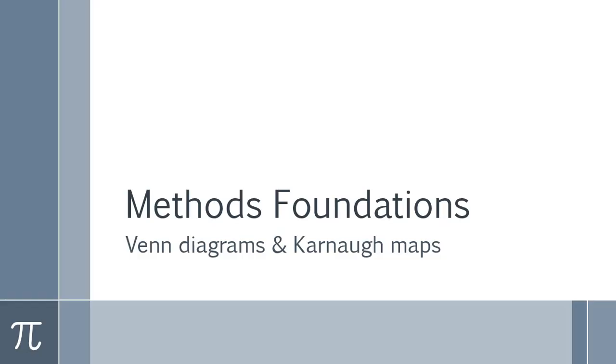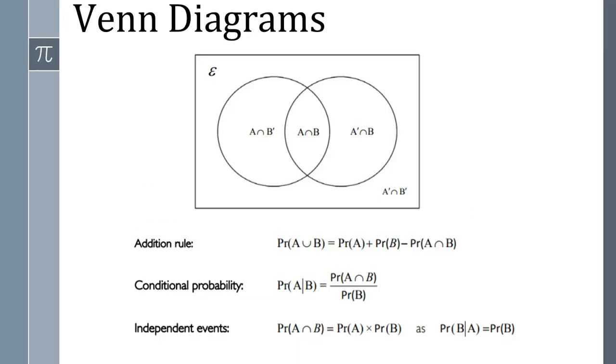Hi everyone, and welcome to our video for Venn diagrams and Karnaugh maps. For this one, we're going to go through two different diagrams, so two different visual ways of representing and calculating probabilities. And we're also going to go through some of those formulas on your formula sheet here: the addition rule, conditional probability, and independent events.